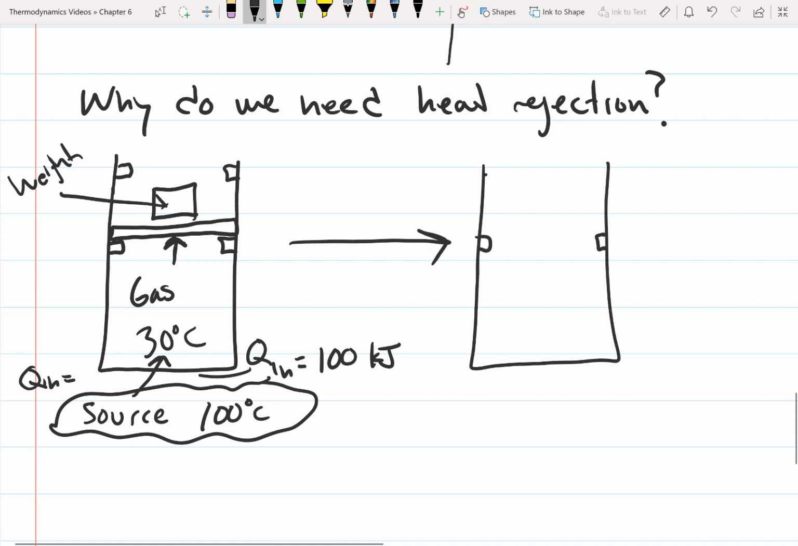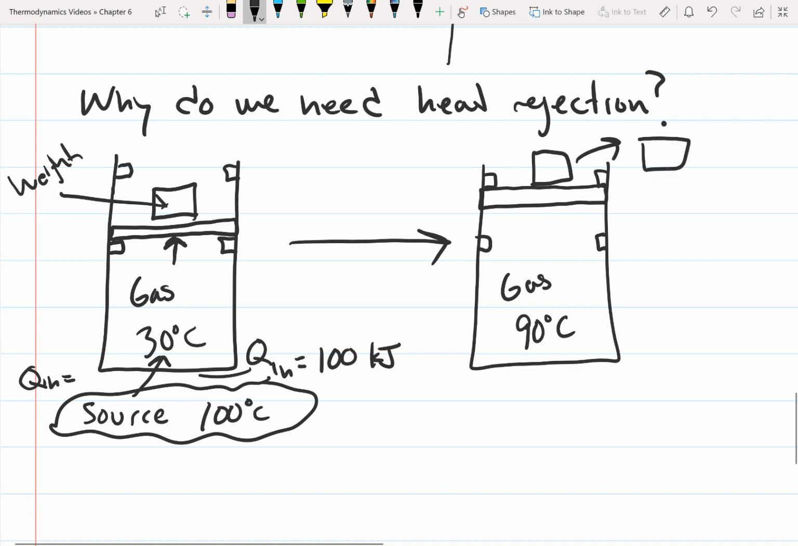Let's look at after the gas has been heated. So we've lifted the load. And so now let's say our piston is right here, and we still have our gas. Let's say the gas is at 90 degrees now. And so we've lifted the load, so now the load is up here. Then let's say that we remove the load. So we take the load off. So now the load's over here, and there's no load on here.